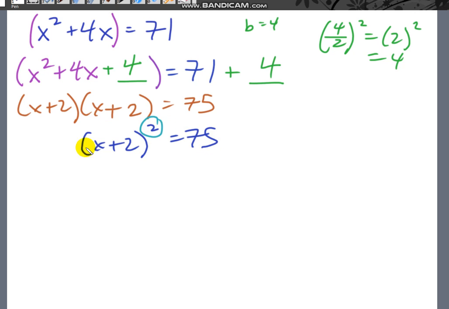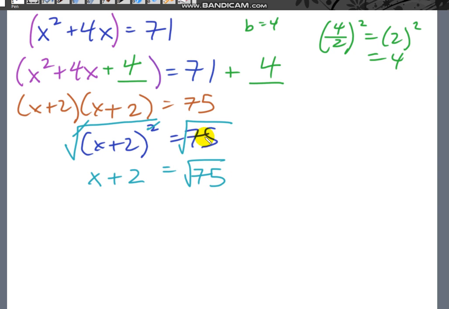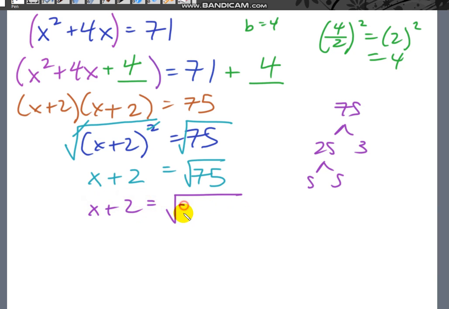Next I want to get rid of the square. Take a square root. The square root of both sides cancels. x plus 2 equals the square root of 75. Let's break that up. 75 breaks up into 25 and 3. 25 breaks up into 5 and 5. So x plus 2 equals the square root of 5 times 5 times 3. These are my partners in crime in jail. So one gets shot, one comes out. So x plus 2 equals 5 times the square root of 3.